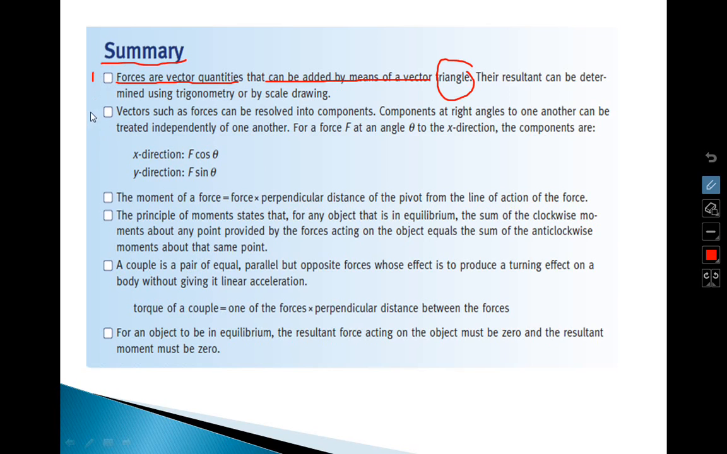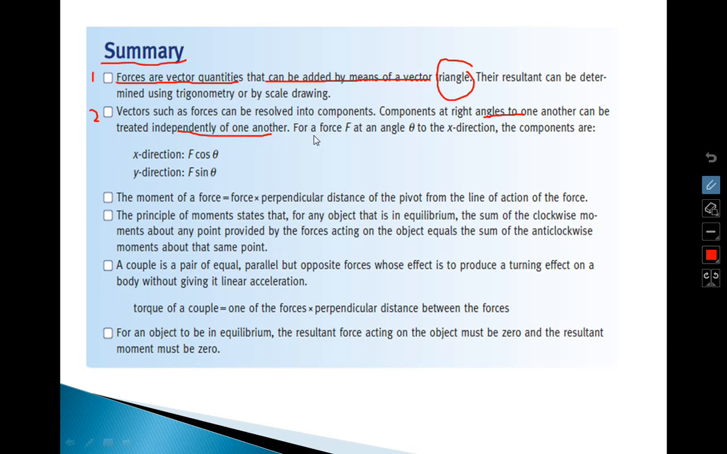Second one. Those points are very important. They cover the whole chapter. You need to keep them very clear. Vectors such as forces can be resolved into components. Components at right angles to one another can be treated independently of one another.